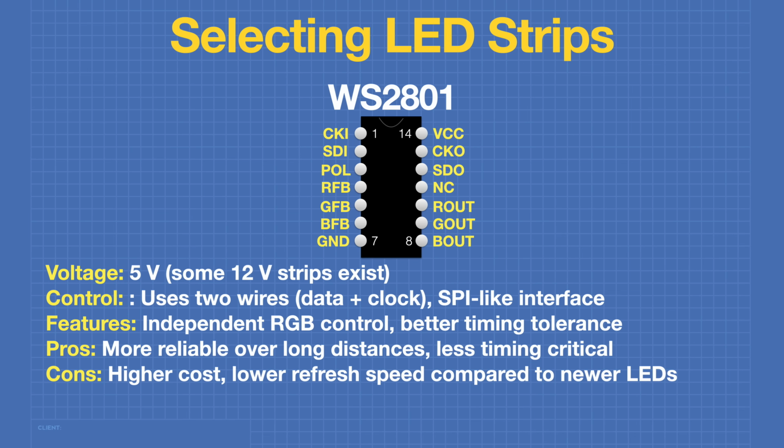The WS2801 is also a chip that runs at 5 volts, although some 12-volt ones exist. This is controlled by 2 wires, a data wire and a clock wire, kind of like an SPI bus interface. It features independent RGB control and better timing tolerance. It's more reliable over long distances, and it's less timing critical. However, it's higher cost and has a lower refresh speed compared to some newer LEDs.